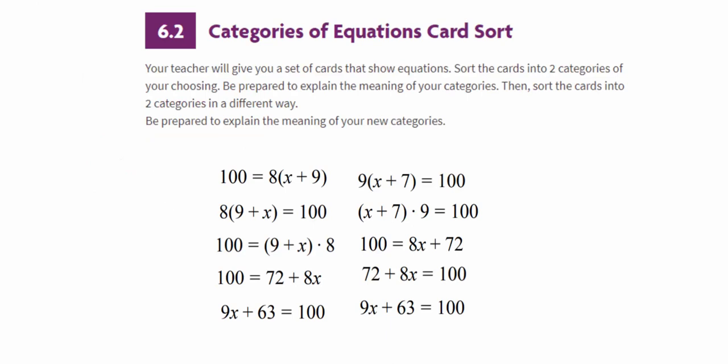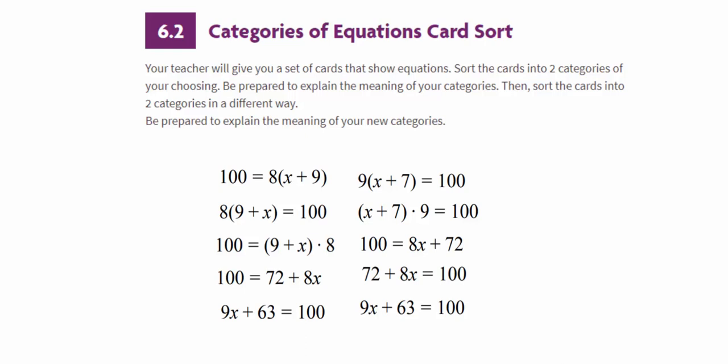Okay, 6.2. If we were in class, we would have a set of cards we can sort, but I'm just going to go through and see how we could sort these equations into different categories. The instructions say, your teacher will give you a set of cards that show equations. Sort the cards into two categories of your choosing. Be prepared to explain the meaning of your categories, then sort the cards into two categories in a different way. Be prepared to explain the meaning of your new categories. I'm just going to do this one time to save time.